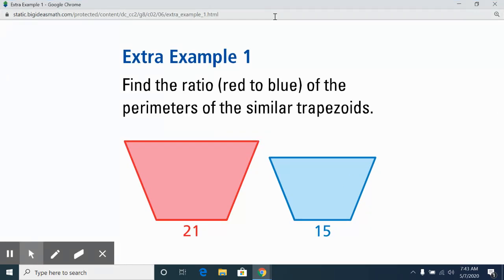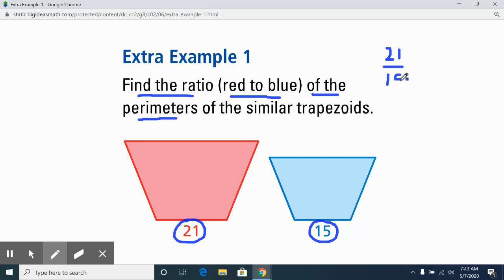So let's try another one. It's saying find the ratio from red to blue of the perimeters of these two trapezoids. Because we're talking about perimeters, we are simply going to look. Here red is 21. This corresponding side length is 15. So I'm simply going to make a fraction out of those. So 21 over 15. I'm going from red to blue, remember, because that's what it asked me to do.